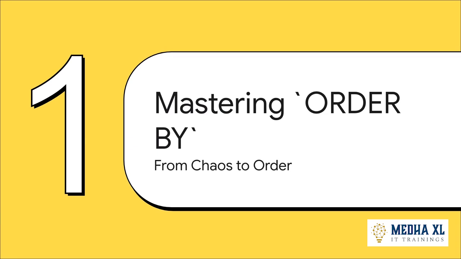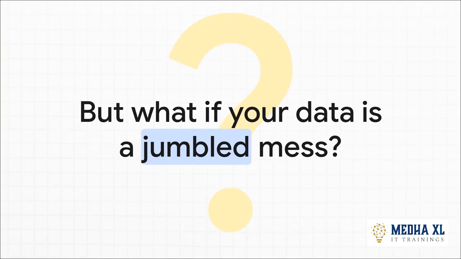First up, let's talk about bringing some order to the chaos. You know the feeling, right? You run a query and get back a list that looks totally random. Imagine you pull a list of all your employees, right? But the names and salaries are just all over the place. If you want to find who makes the most money, you literally have to scan the entire list with your eyes. That's a huge pain, and that's exactly where our first command comes in.